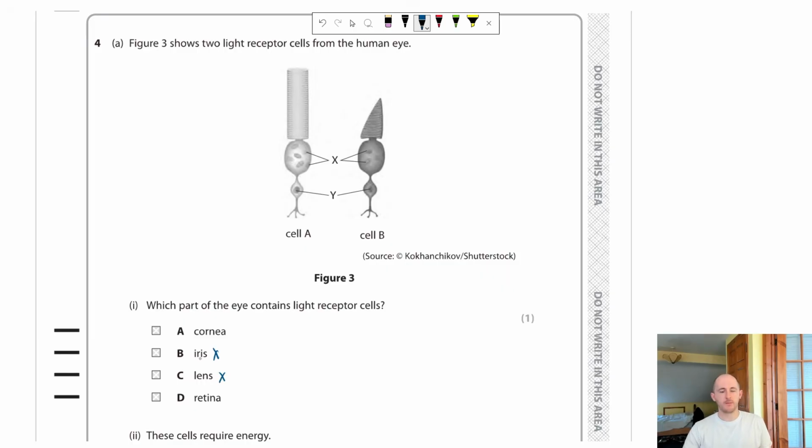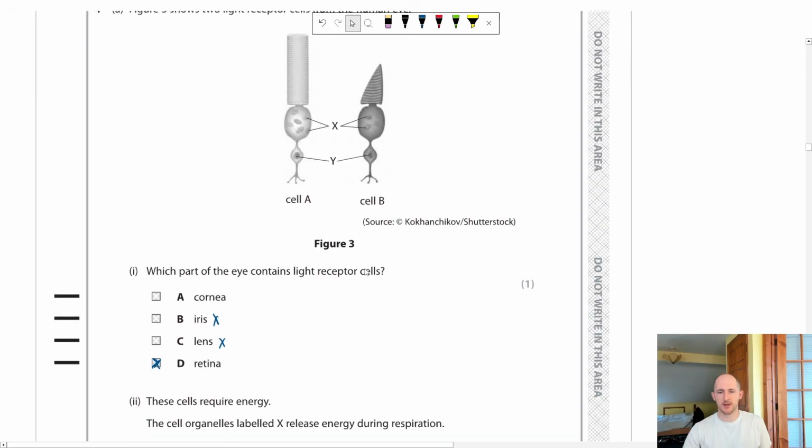Cornea and retina are both ones that people may choose, but the cornea is actually further forward. All of your light receptor cells are at the back of your eye. It's the retina, which is also where your lens tries to focus all of the light that enters your eye. So the lens will focus the beams of light onto the retina so that way you can see using your rods and cone cells at the back of your eye.